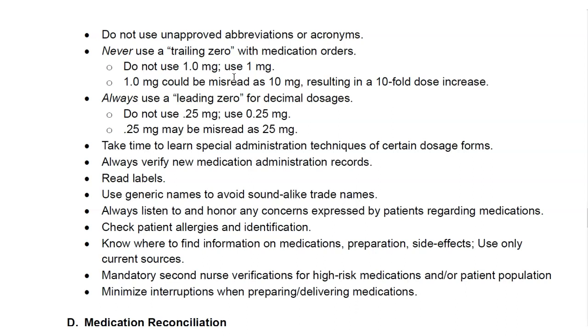Also, always use a leading zero for decimal dosages. So if it's 0.25 milligrams, you don't write .25, you actually have to write 0.25, right? Because if they don't see that decimal point before the 25, they may misread it as 25 milligrams, and that's a lot, right? So make sure you always use a leading zero.